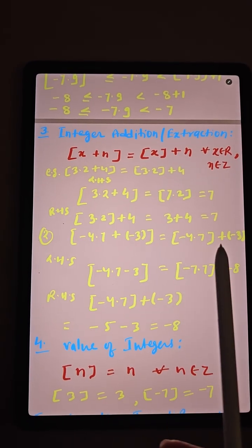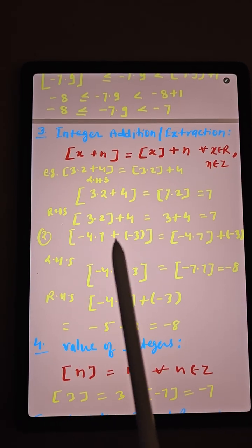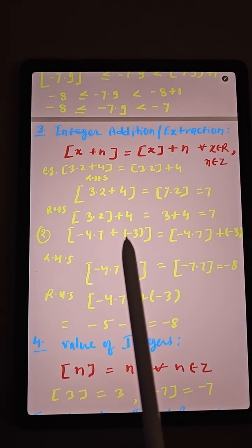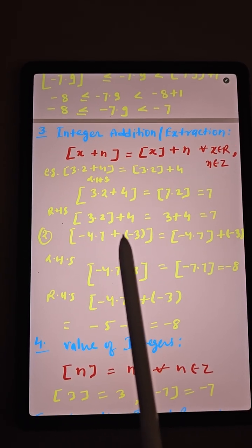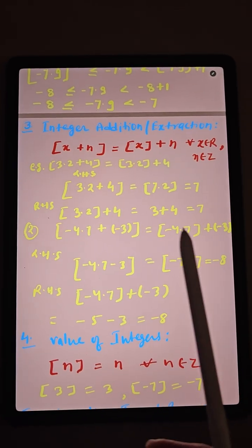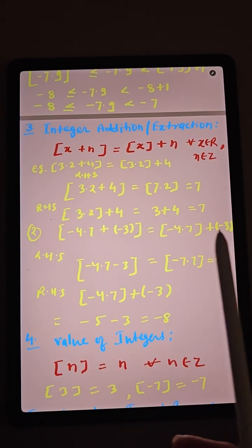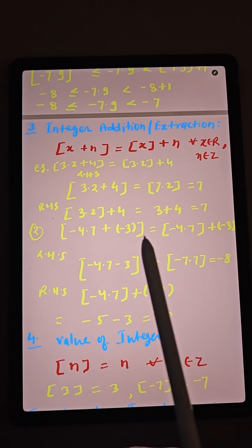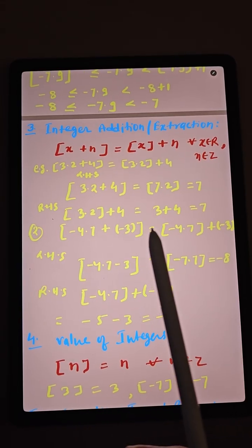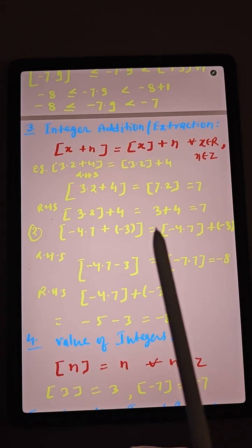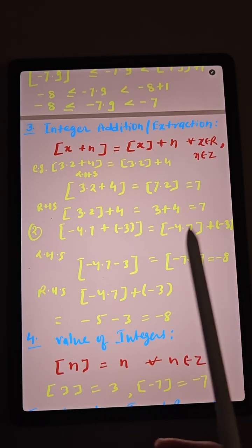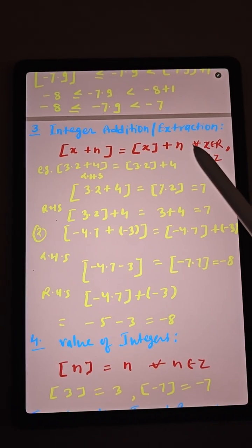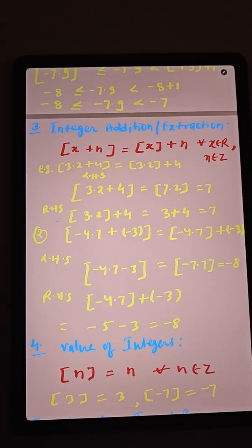Similarly, I have given another example with negative numbers: minus 4.7 plus minus 3. When you simply add, you get minus 7.7. The greatest integer of minus 7.7 is minus 8. Now come to this side. Minus 4.7 plus minus 3 comes out as it is. [minus 4.7] is minus 5, the immediately lower integer. So minus 5 plus minus 3 is minus 8. You can see the left hand side and right hand side are the same. So this is the meaning of integer addition or extraction.